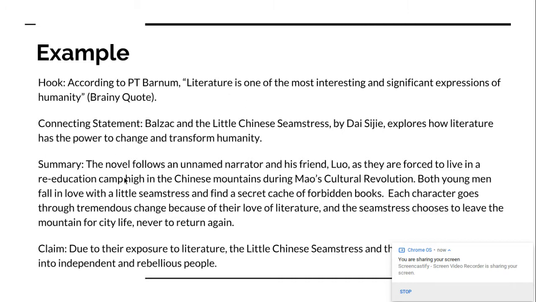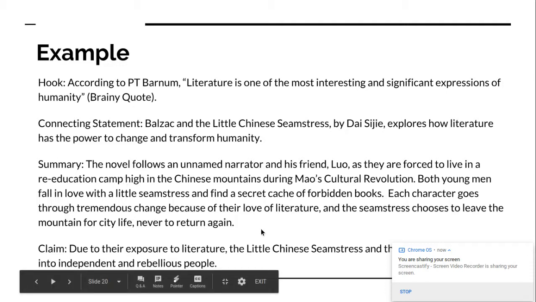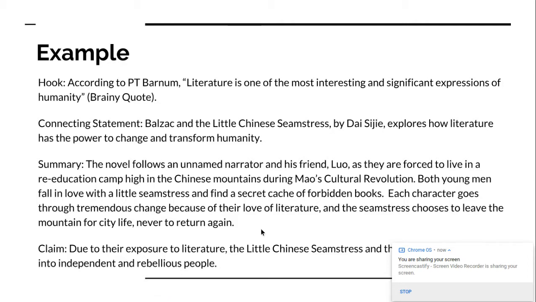Then I briefly summarized it. The novel follows an unnamed narrator and his friend Luo as they are forced to live in a re-education camp high in the Chinese mountains during Mao's Cultural Revolution. Both young men fall in love with the little seamstress and find a secret cache of forbidden books. Each character goes through tremendous change because of their love of literature, and the seamstress chooses to leave the mountain for city life, never to return again. And then I've got my claim. Due to their exposure to literature, the little Chinese seamstress and the narrator change into independent and rebellious people.